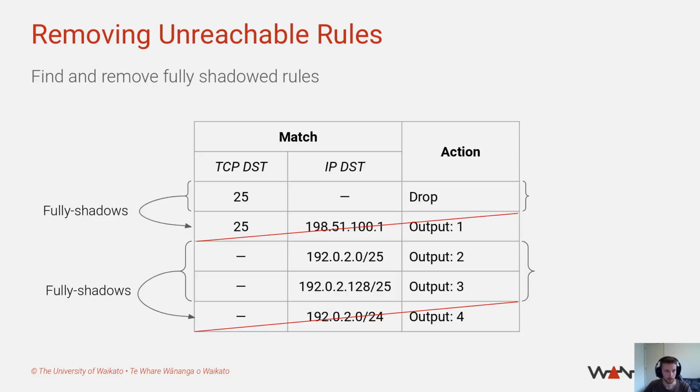We then work through this rule set and remove unreachable rules. This includes cases where one rule fully shadows, so is a superset of, another rule, and also cases where multiple rules combined will stop packets reaching another. Prefix matching is a good example of this.